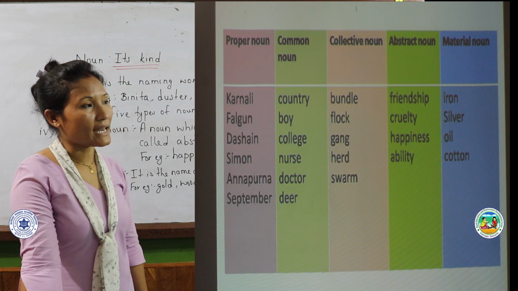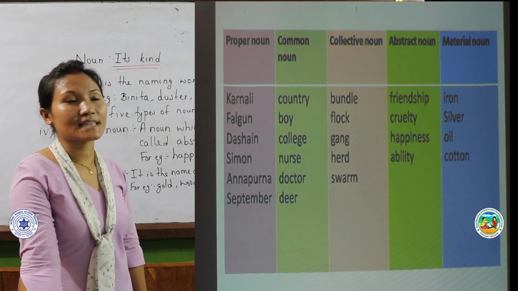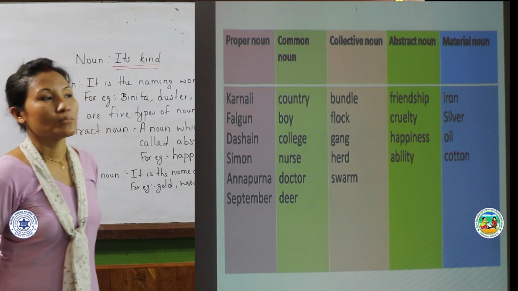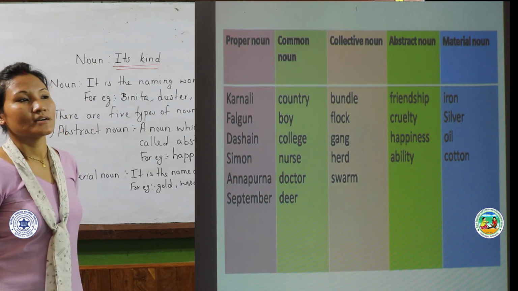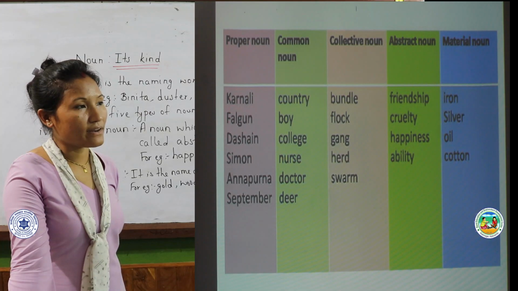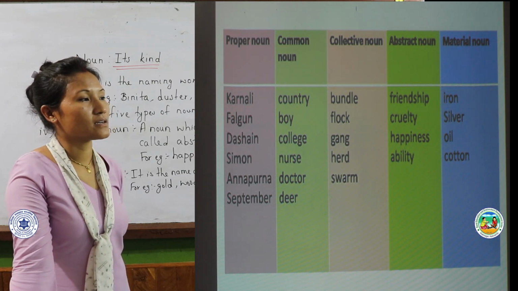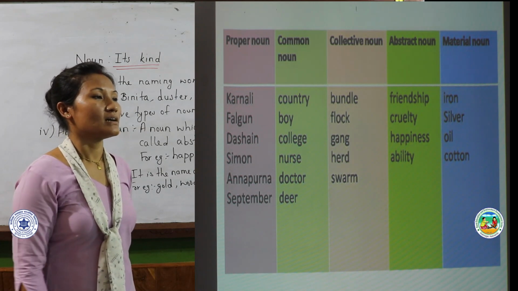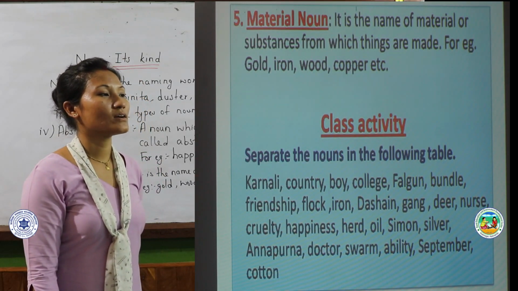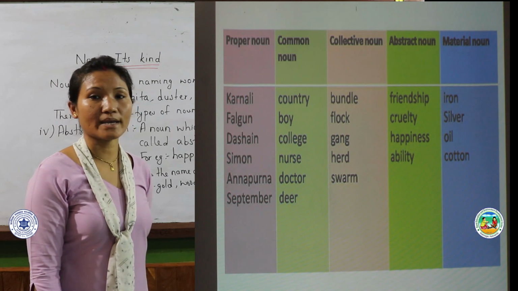The first one, Karnali. Karnali is the name of what? River. I'm just giving you a clue. Think which type of noun it is. Next is country, boy, college, Fagun, bundle, friendship, flock, iron, Dasai, gang, deer, nurse, cruelty, happiness, herd, oil, Simon, silver, Annapurna, doctor, swarm, ability, September, and the last one is cotton.